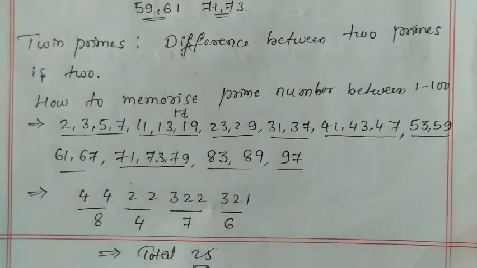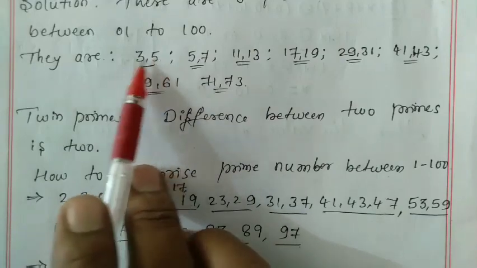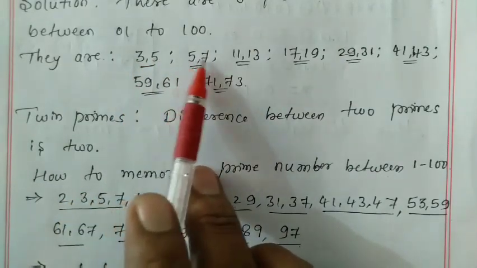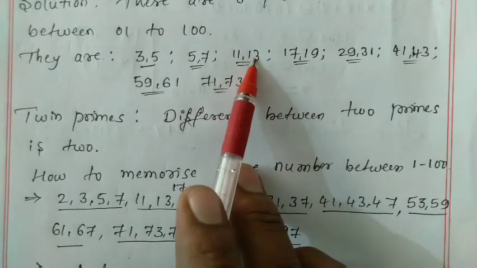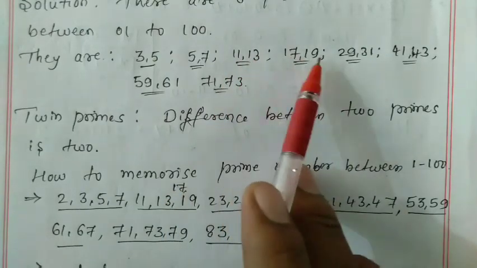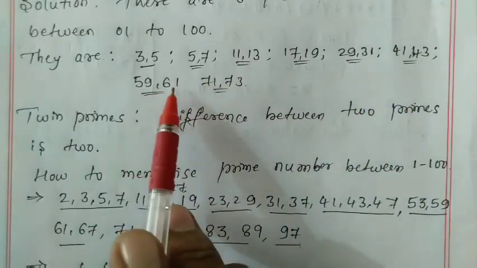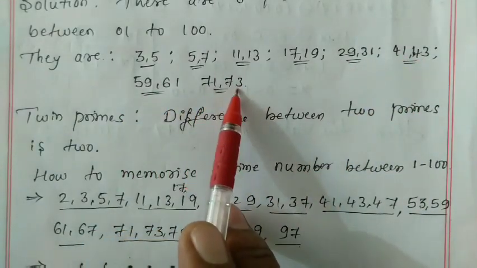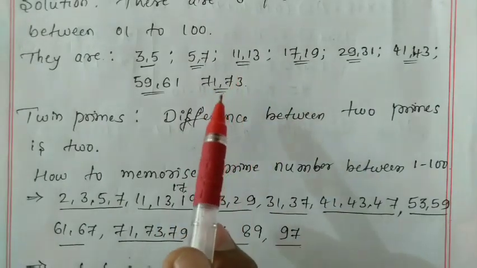I will explain here. The first one is 3 and 5, these two are called twin primes. Next one is 5 and 7, these two are called twin primes. Okay, 11 and 13, right? 17 and 19. Okay, 29 and 31, 41 and 43, 59 and 61, 71 and 73. So these all are called twin prime numbers, right?